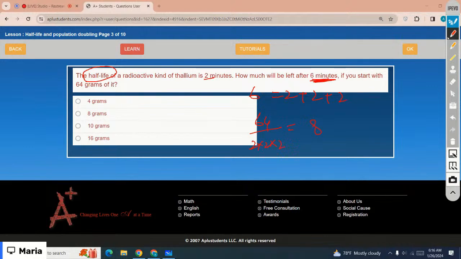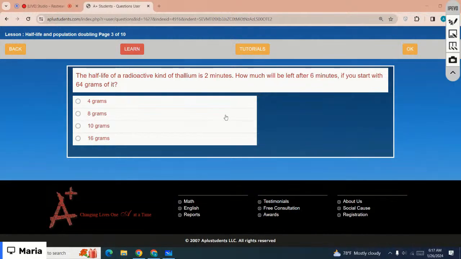Basically, in 6 minutes, it would have gone through 3 half lives, right? So you have to divide by 2 times 2 times 2, or you can simply divide 3 times. 64 divided by 2 is 32. Again, 32 divided by 2 is 16. 16 divided by 2 is 8. Got it? So the correct option is 8 grams. Do not guess the answers, right?